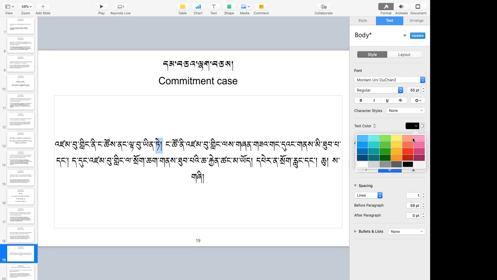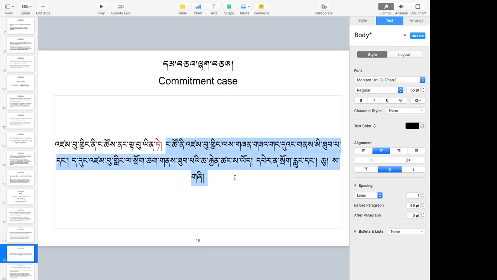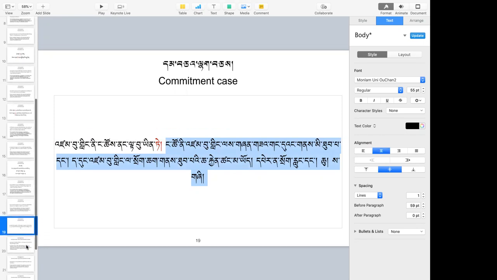This one is the first part of the statement, which is the statement, and then the particle that acts as a conjunction between these two parts, and then finally this portion of the statement, which is the extensive explanation. Okay, with this, we're done with the commitment case.